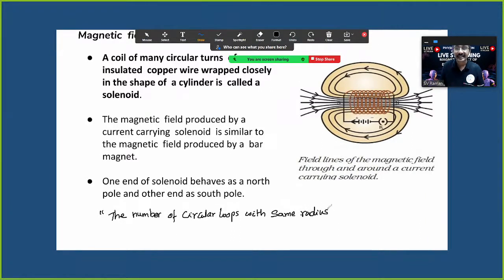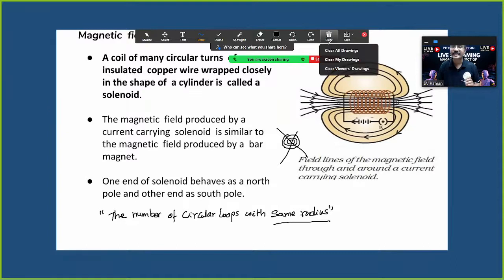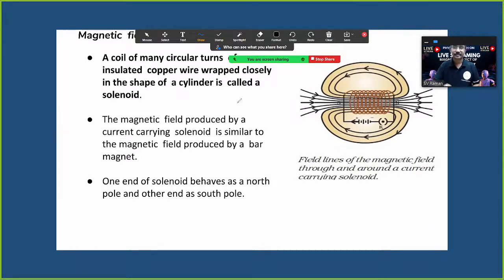One sentence is sufficient: a number of circular loops with the same radius. If you do not write the same radius, the teacher may understand it in a different way. A number of circular loop lines that is not of the same radius is not a solenoid. With the same radius, exactly, this is a solenoid. Fine, the students can simplify the definition.